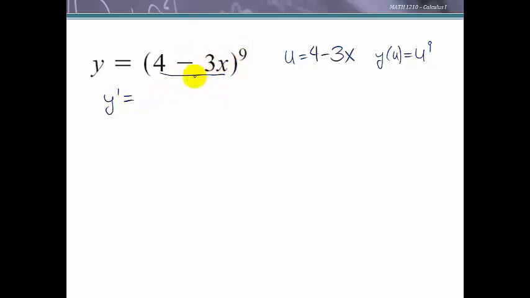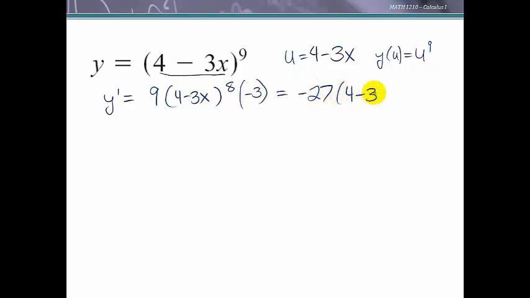So this would be a power rule. Power out in front, decrease the power by 1. You do not change the stuff inside when you're working with the derivative of the outside function. This is our g of x, and it remains our g of x. But then we need to multiply by the derivative of g of x. So looking at the derivative here, the derivative of 4 is 0, and the derivative of negative 3x is negative 3. Negative 27 times the quantity 4 minus 3x to the 8th would be the derivative here.